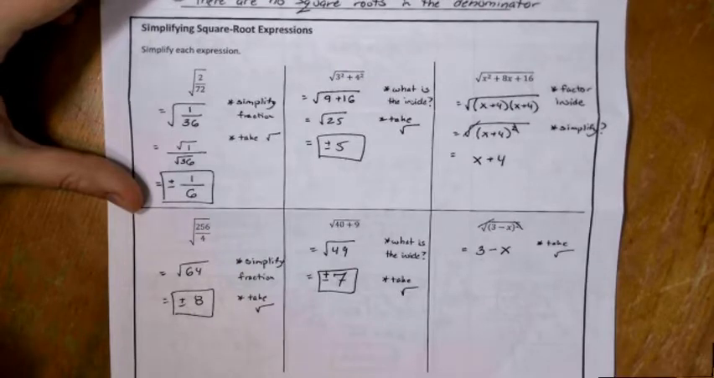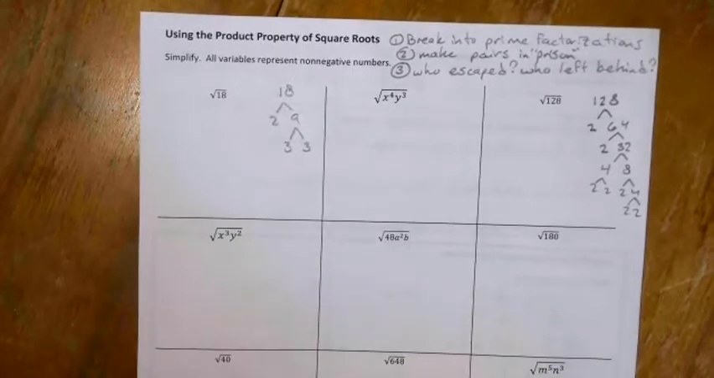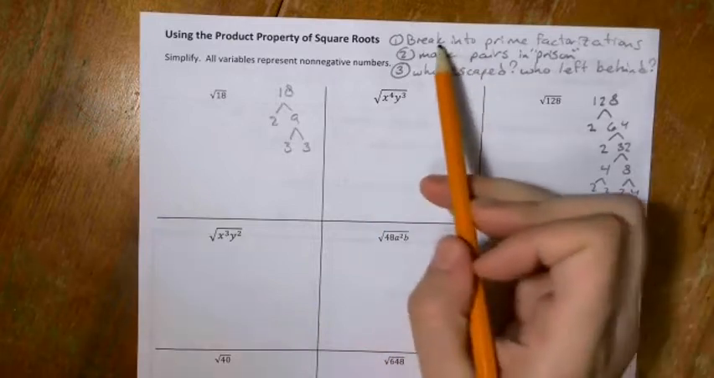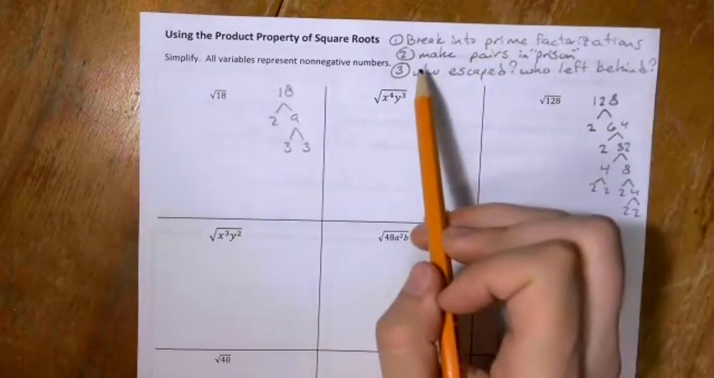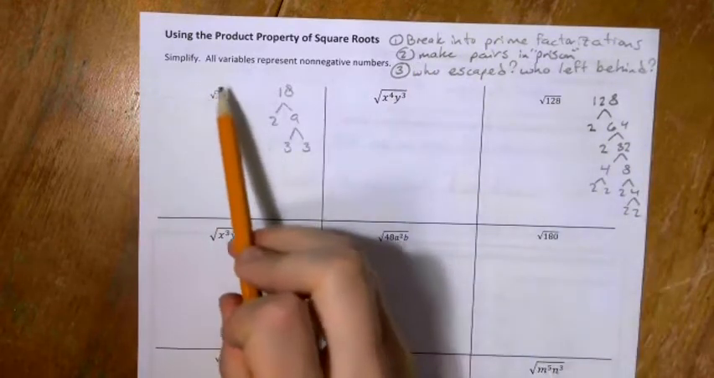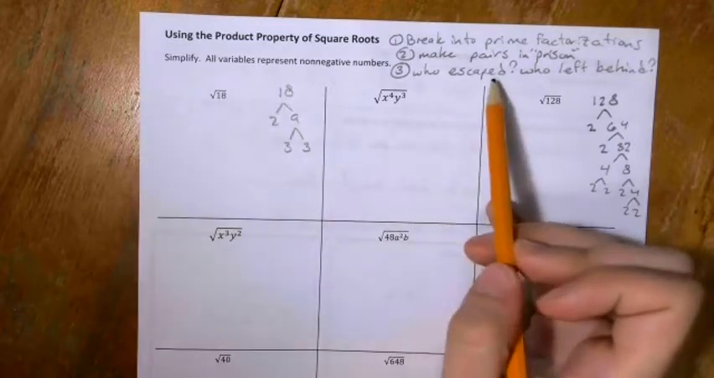We're going to flip the page over for page 2. All right, on page 2, we are using a product property to simplify square roots. So the first step to these, we want to break whatever we have into the prime factorization. We are going to make pairs of whatever is in prison, aka inside our square root, right? Then we want to see who escaped and who got left behind.